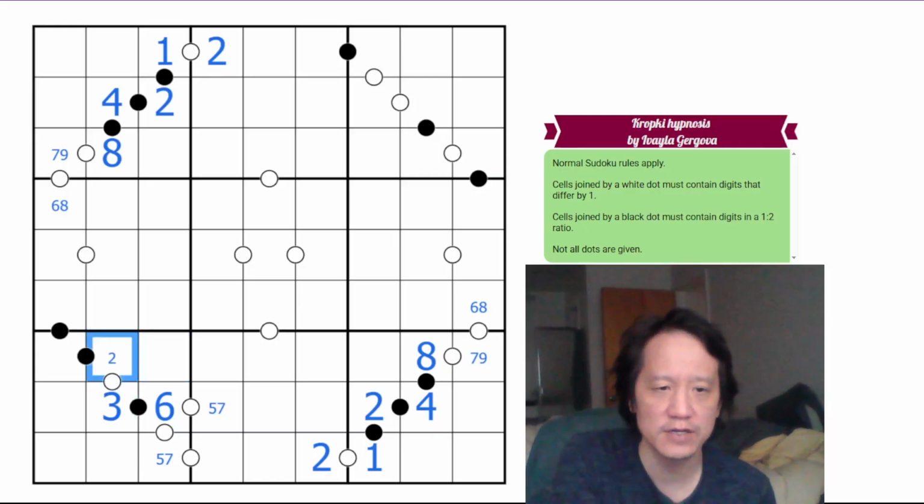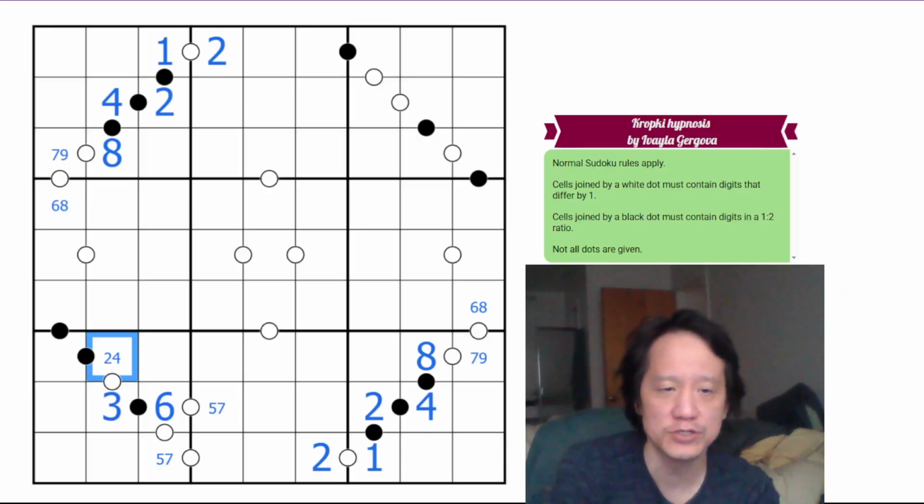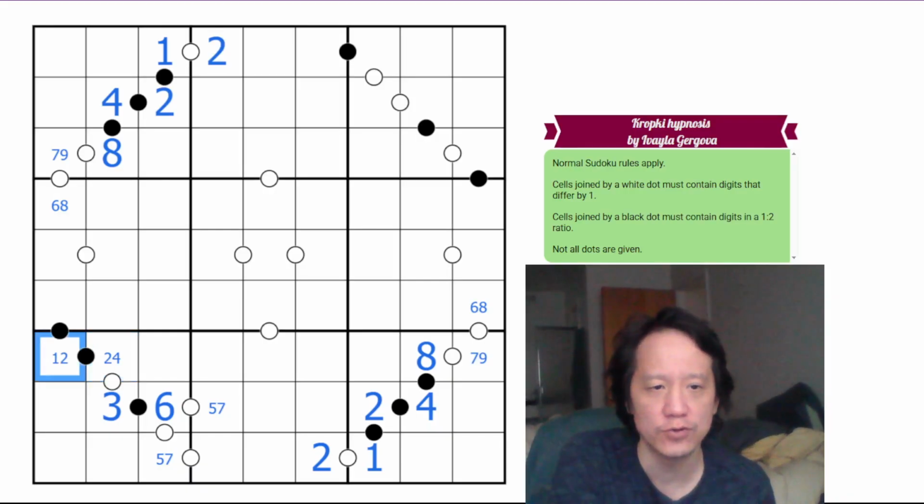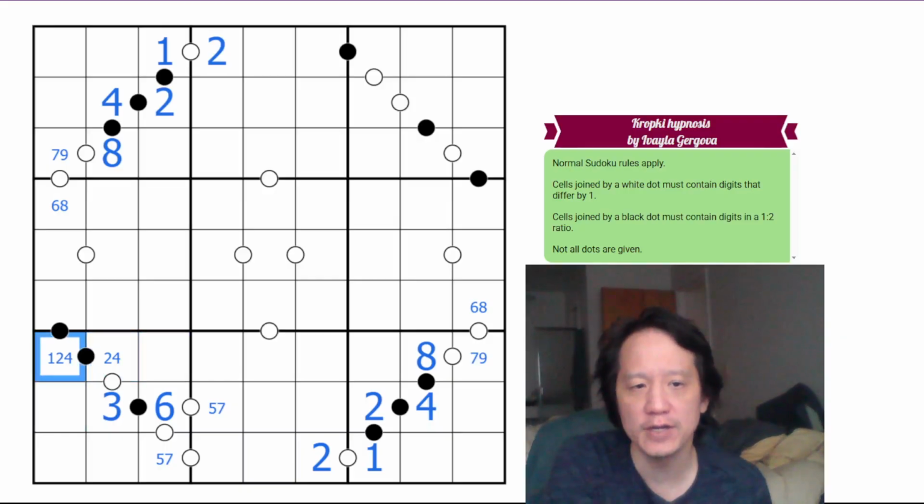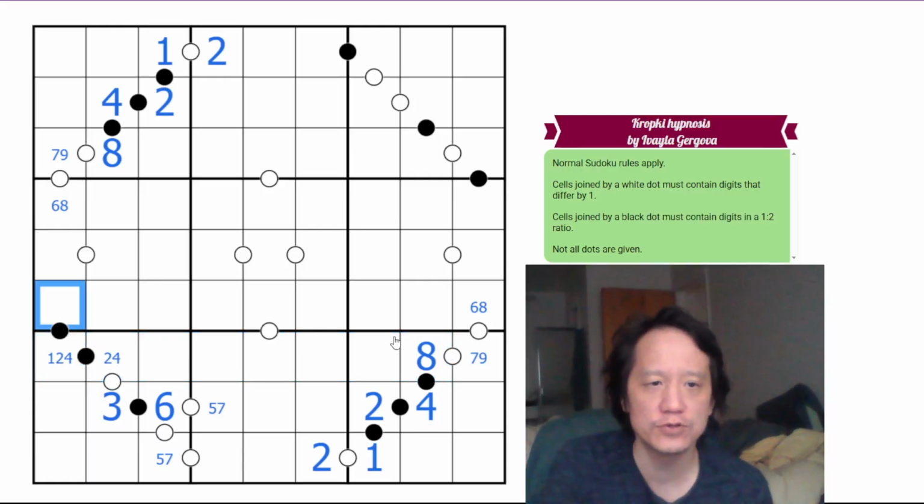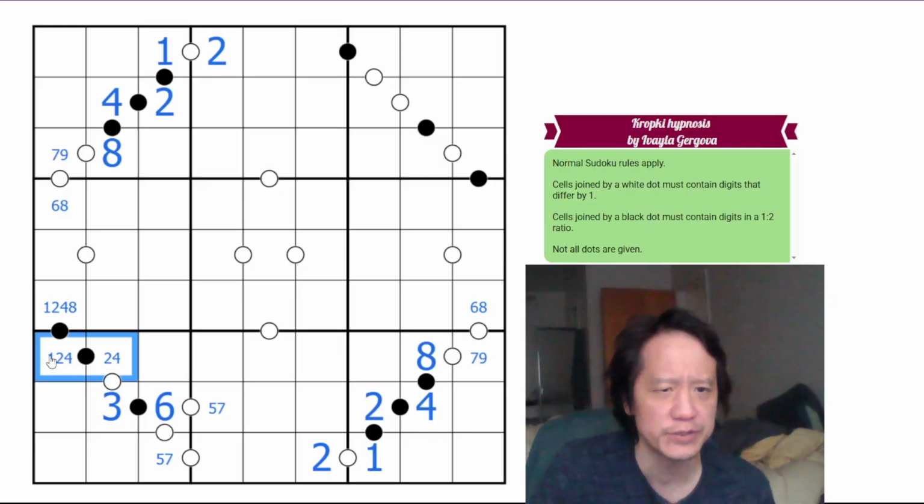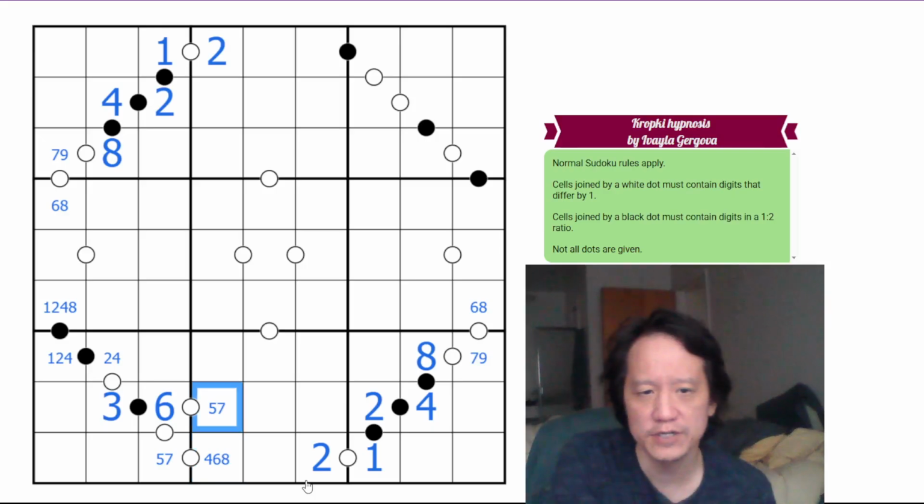This 3 is consecutive with 2 or 4. And 2 or 4 is in a 1 to 2 ratio with 1, 2 or 4. Here, it cannot be 8 because of the 8 in the row. 1, 2, and 4 is in a 1 to 2 ratio with 1, 2, 4, or 8. Did I say consecutive? I meant in a 1 to 2 ratio here. 5 and 6 is consecutive with 4, 6, or 8.